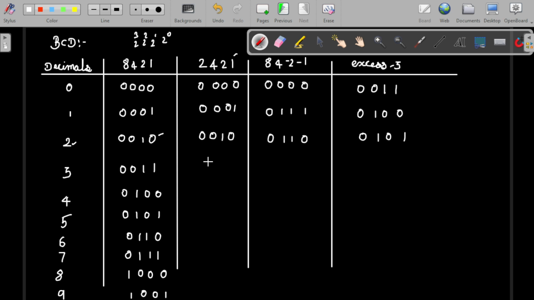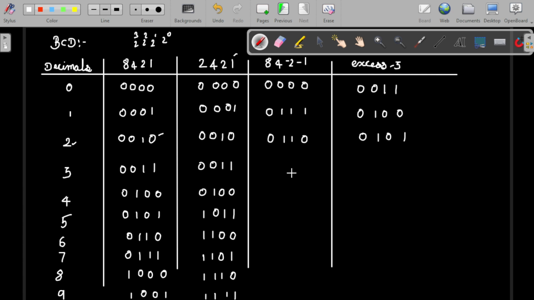Okay, so let me complete the 2 4 2 1. You guys try it, I also mark it. So this is 0 0 1 0. This is the representation for 3, which is 0 0 1 1, because the last two additions will be 1. For 4 we can represent 0 1 0 0. For 5 we can represent 1 0 1 1. And 6 can be represented as 1 1 0 0. 7 can be represented as 1 1 0 1. 8 is 1 1 1 0, and 9 is 1 1 1 1.